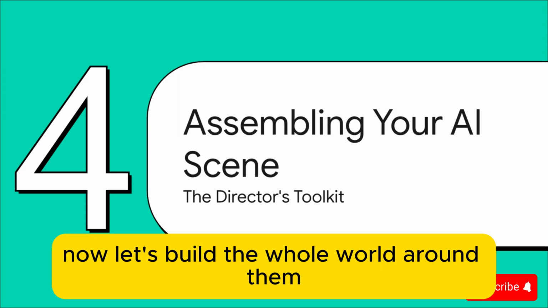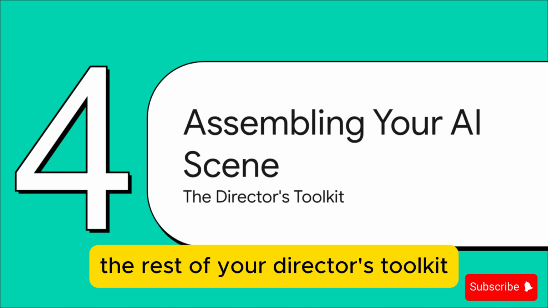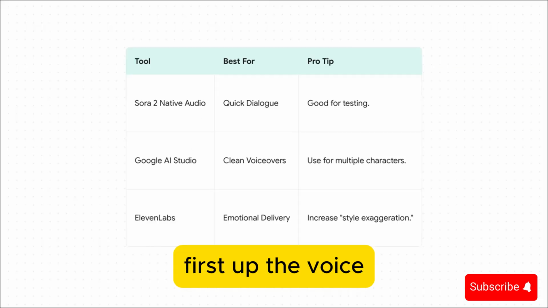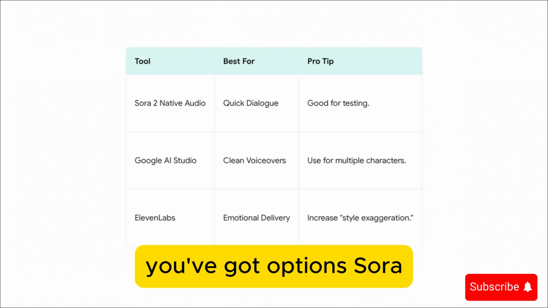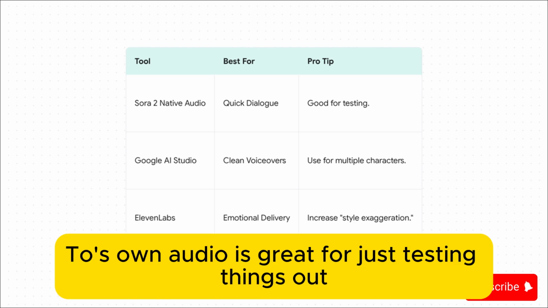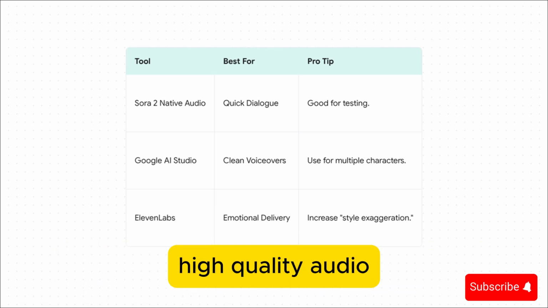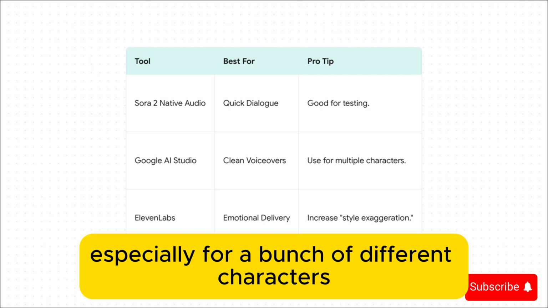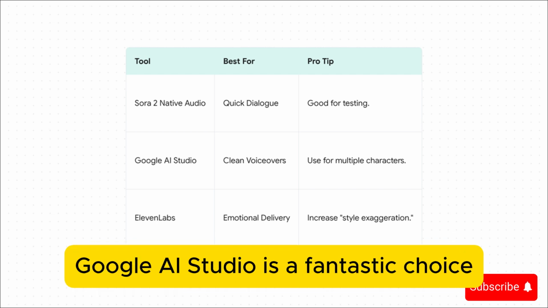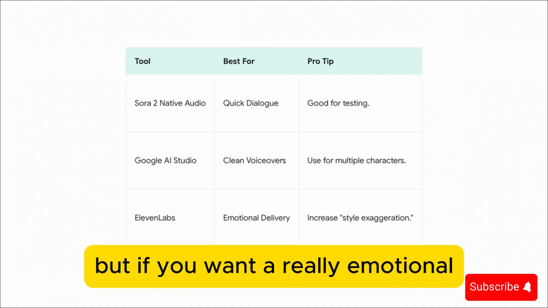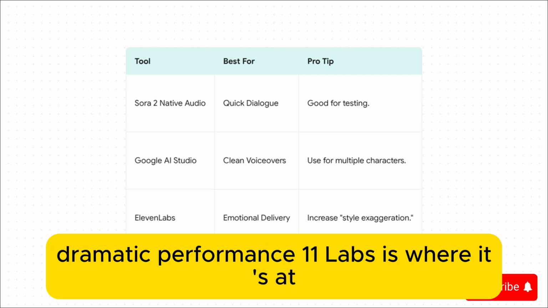Okay, so you've got your consistent character. That's awesome. Now let's build the whole world around them. It's time to pull together the rest of your director's toolkit. First up, the voice. You've got options. Sora 2's own audio is great for just testing things out quickly. If you need really clean, high-quality audio, especially for a bunch of different characters, Google AI Studio is a fantastic choice. But if you want a really emotional, dramatic performance, 11 Labs is where it's at.